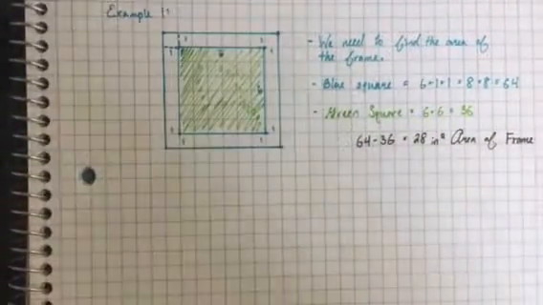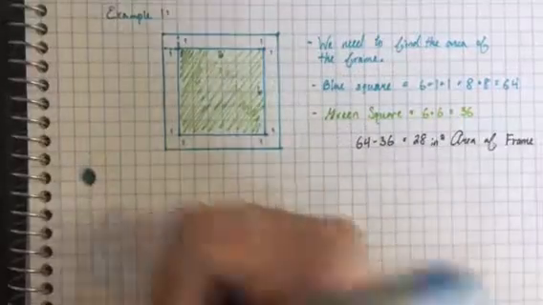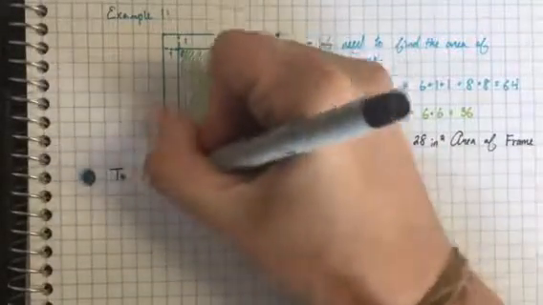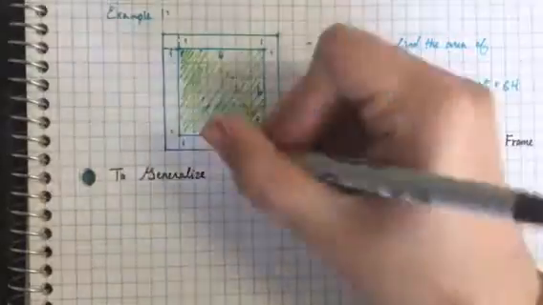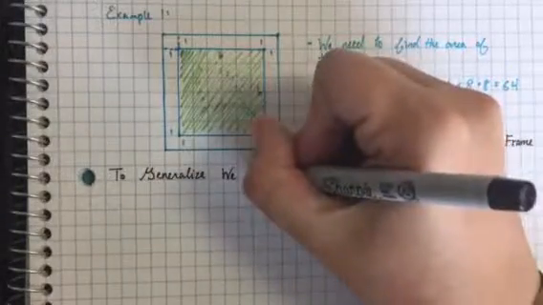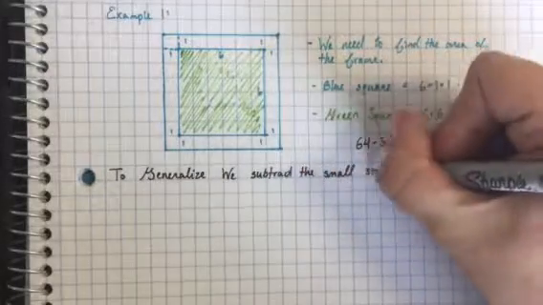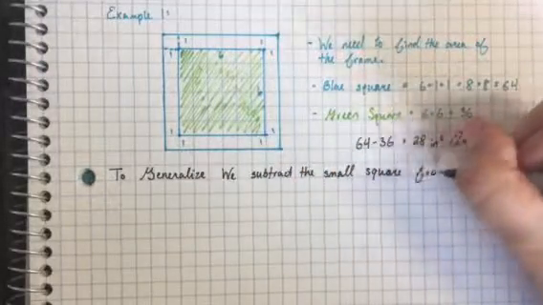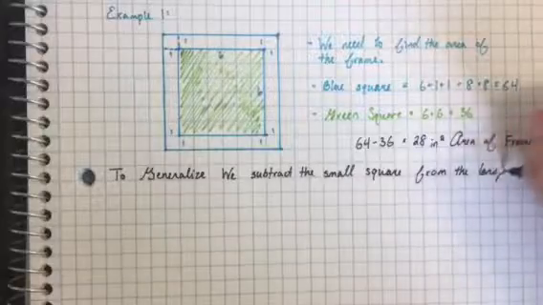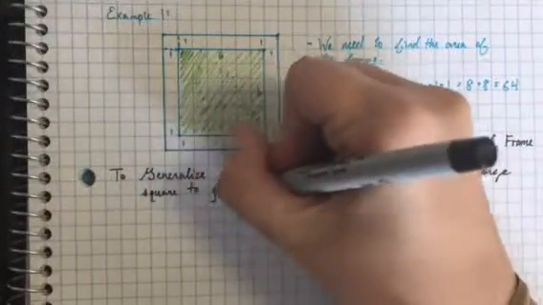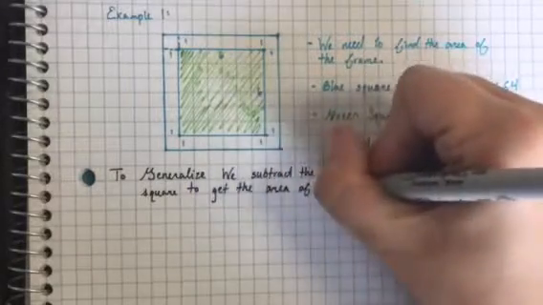It seems fairly straightforward to use this method to find the area of the frame, but what we're trying to get at is that you can combine areas in a process called composite areas to solve more complex problems, as opposed to just what's the area of the square. So to generalize this scenario, we always subtract the smaller square from the larger square to get the area of the picture frame.